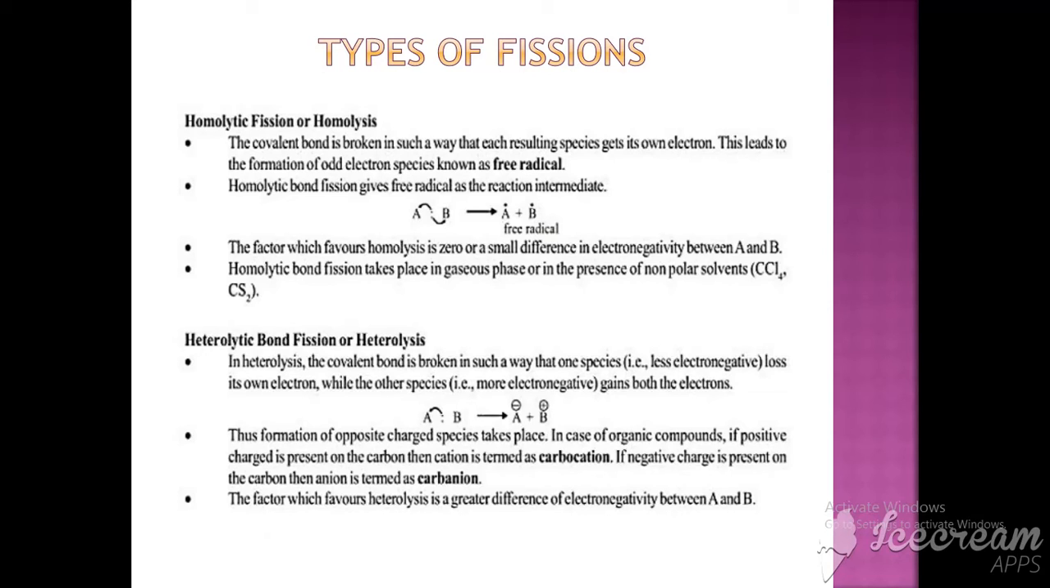Now we are going to study heterolytic bond fission. In heterolysis, the covalent bond is broken in such a way that the electron pair is taken by one atom and the other atom is left empty. Here we can see that A takes both the electrons and B gets a positive charge over it. The species with negative charge is known as carbanion, and the species with positive charge is known as carbocation. The factor which favors heterolysis is a greater difference of electronegativity between A and B.